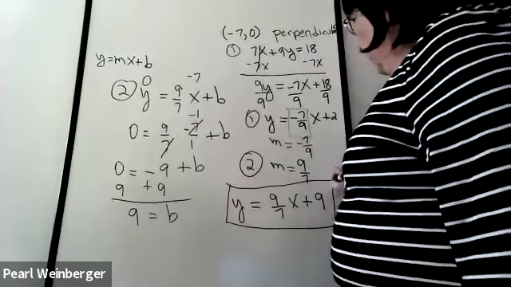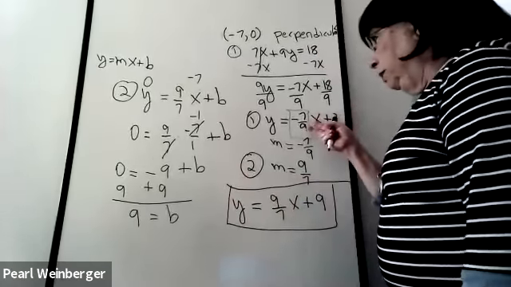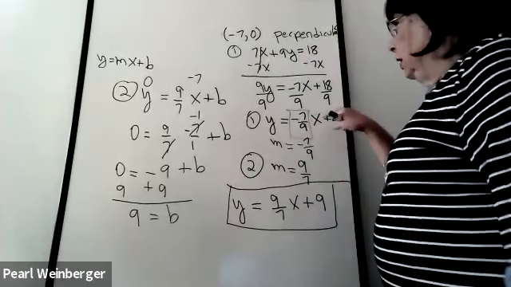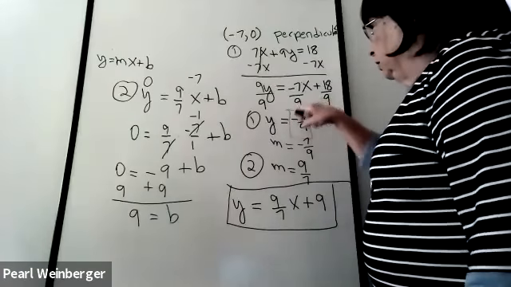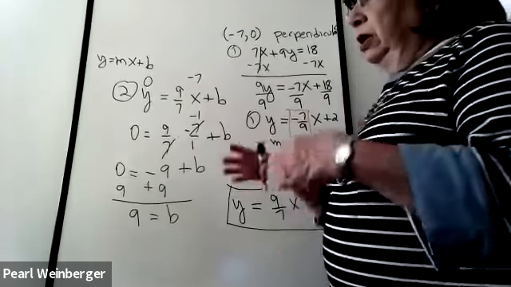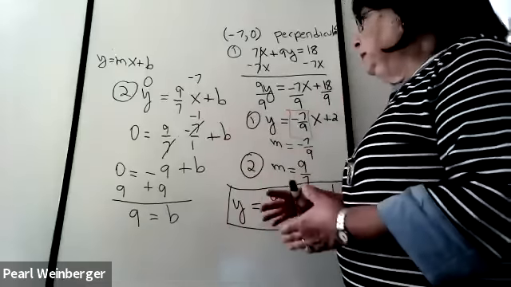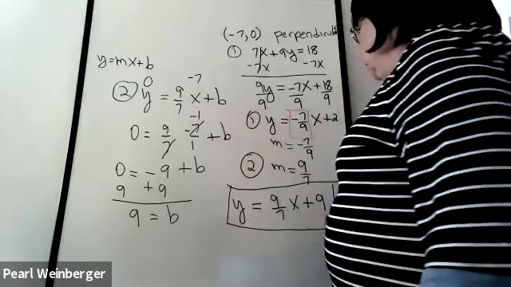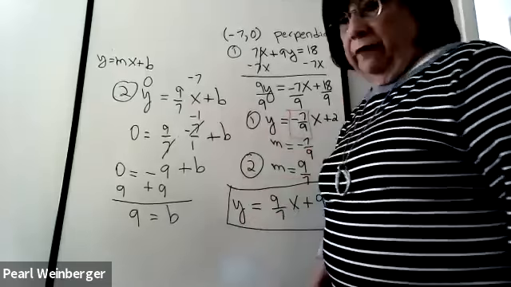So if they had told me the lines were parallel instead of perpendicular, I would just have used the slope here, -7/9. So notice, giving a description of the line allows me to write the equation of the line.